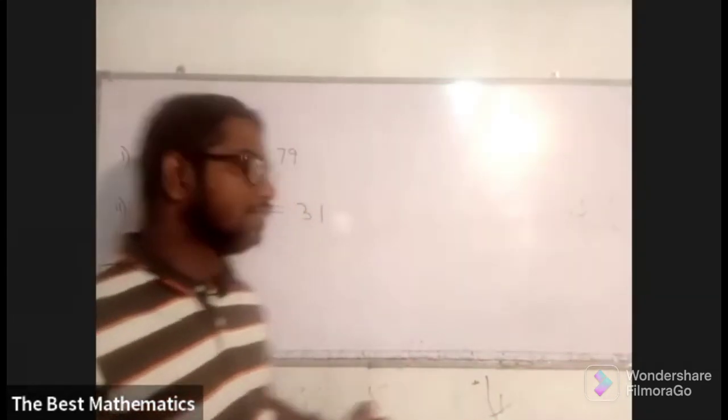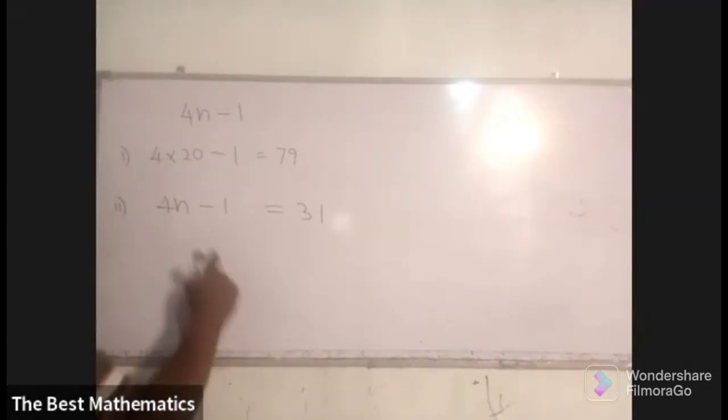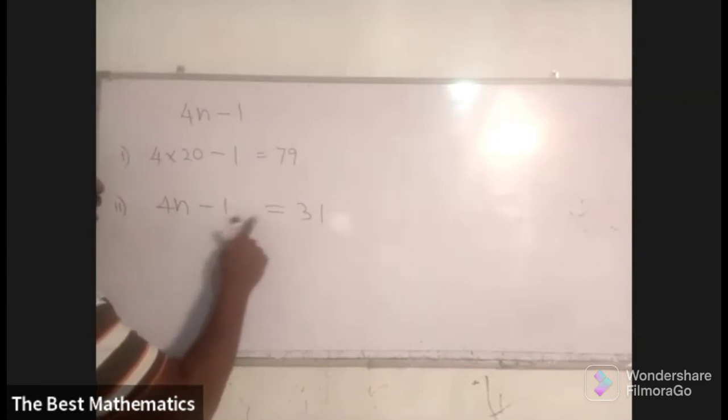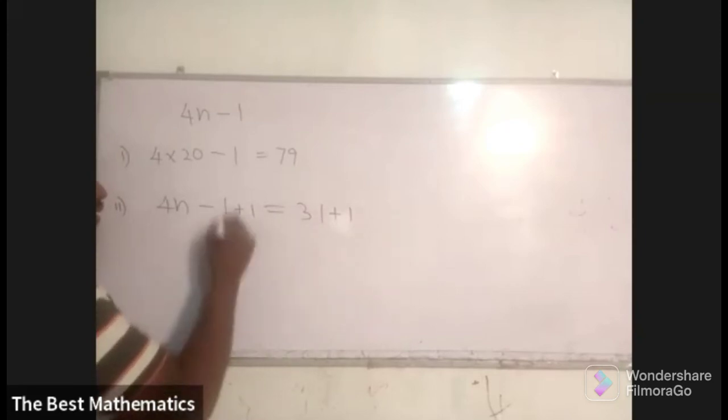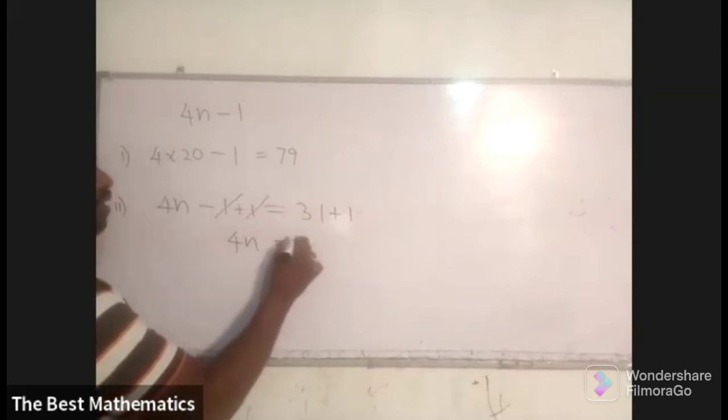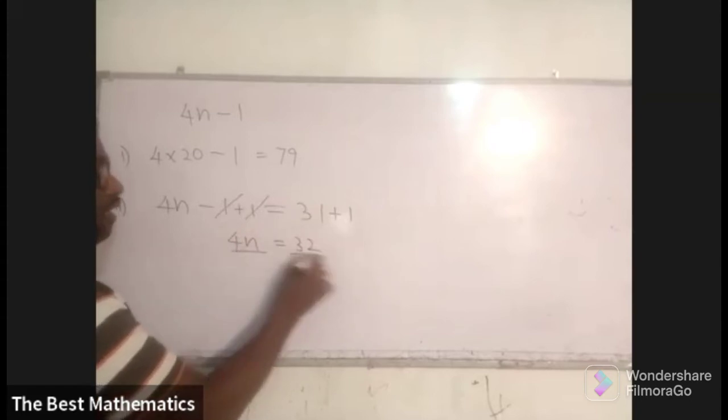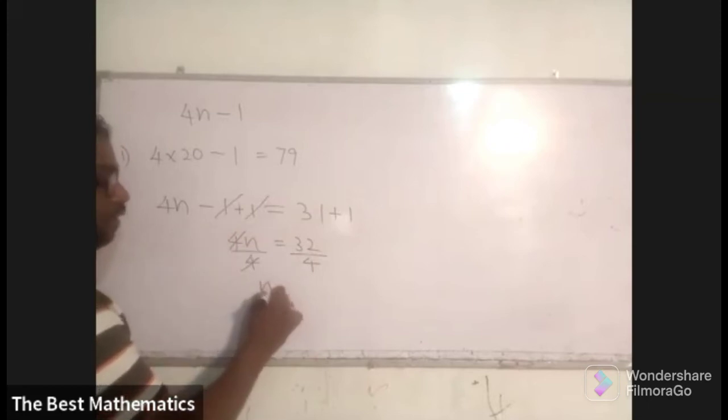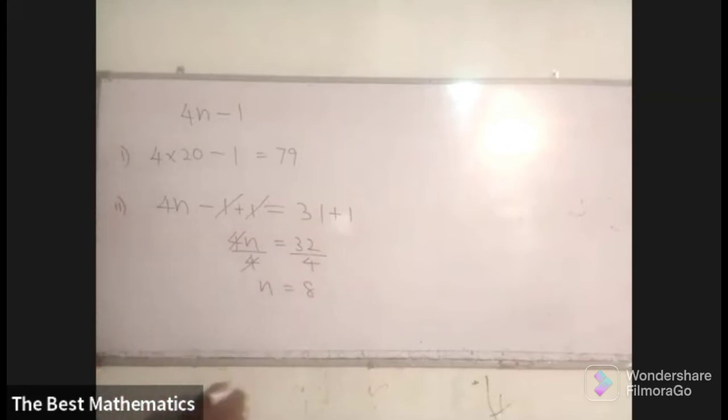Let's simplify this. 4n minus 1 equals 31. Apply plus 1 to both sides. Minus 1 cancels with plus 1. 4n equals 32. Divide both sides by 4. 4 cancels. n equals 8. So 31 is the eighth term.